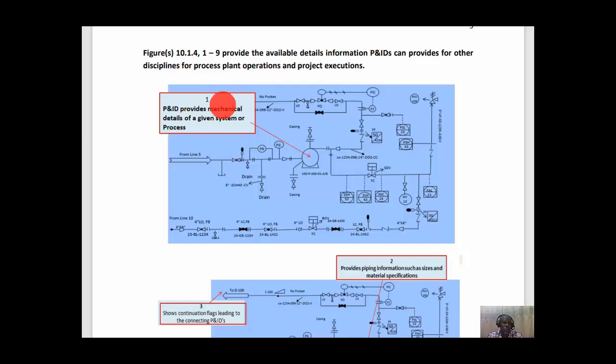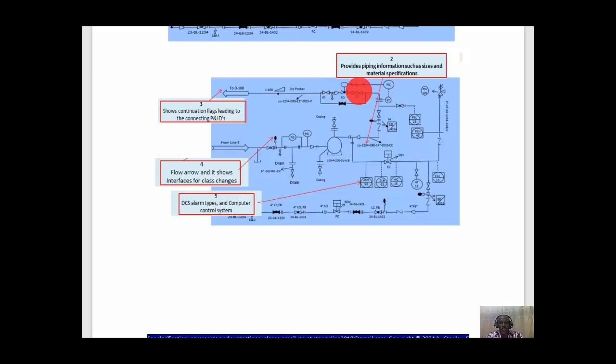So the first information we are looking at here is the mechanical details. 1. P&ID provide mechanical details of a given system. Here we have a pump here. P&ID provide piping information such as size and material specification. Here we have a line here. The specification of this line is this. From the P&ID we can see the specification of the line or this process line.